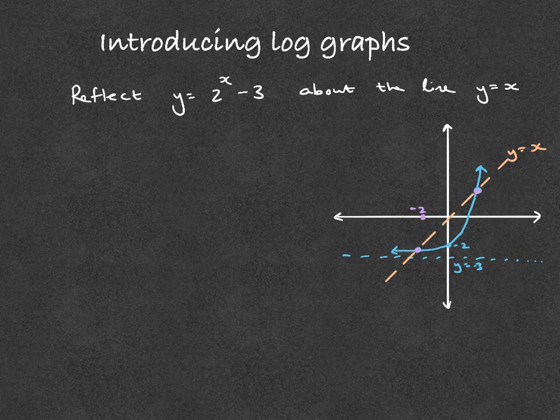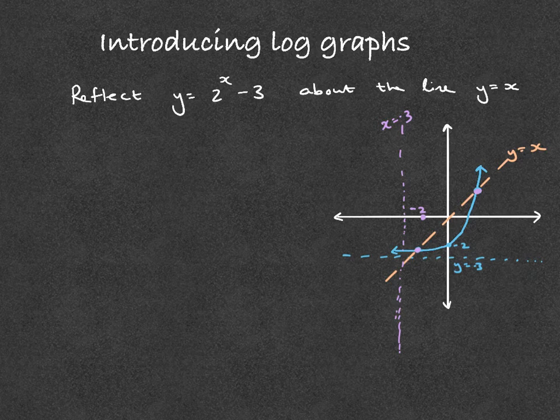Okay, so we're going to reflect that blue graph, right? The asymptote was y is equal to minus 3. What's the new asymptote going to be? It's going to be, yes, x is equal to minus 3. So you just draw the line x is equal to minus 3 in. That's not too bad, eh? It's a very skew line, but anyway. x is equal to minus 3. And what does that mean?